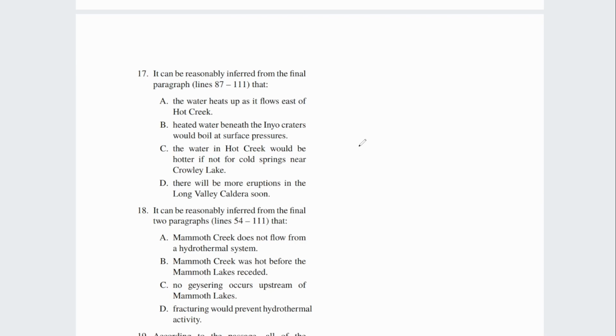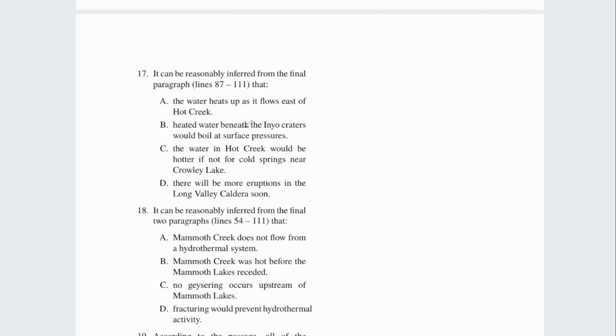Okay, a reasonable inference based on the final paragraphs, lines 87 through the end. A: water heats up as it flows east of Hot Creek. B: Heated water between the Inyo craters would boil at surface pressures. C: The water in Hot Creek would be hotter if not for cold springs near Crowley Lake. D: Or there will be more eruptions in the Long Valley caldera soon.